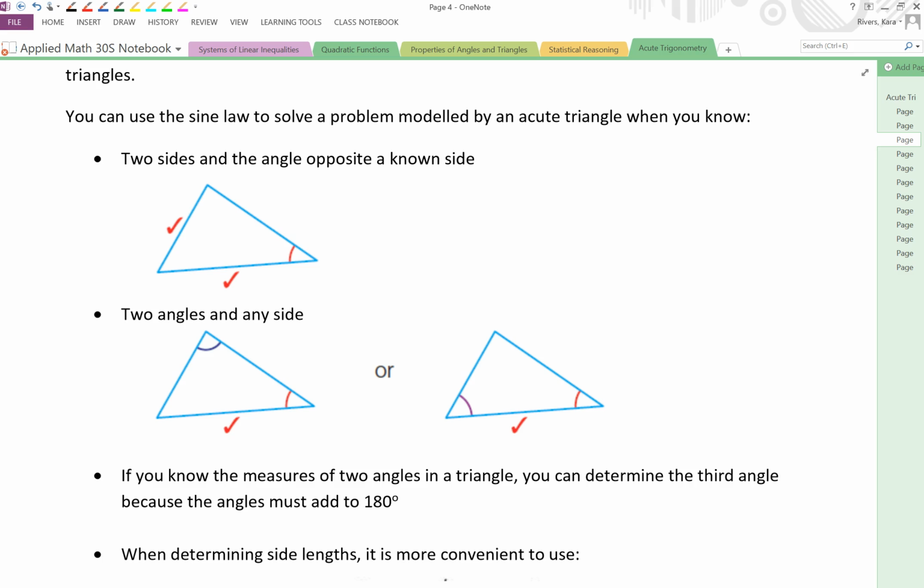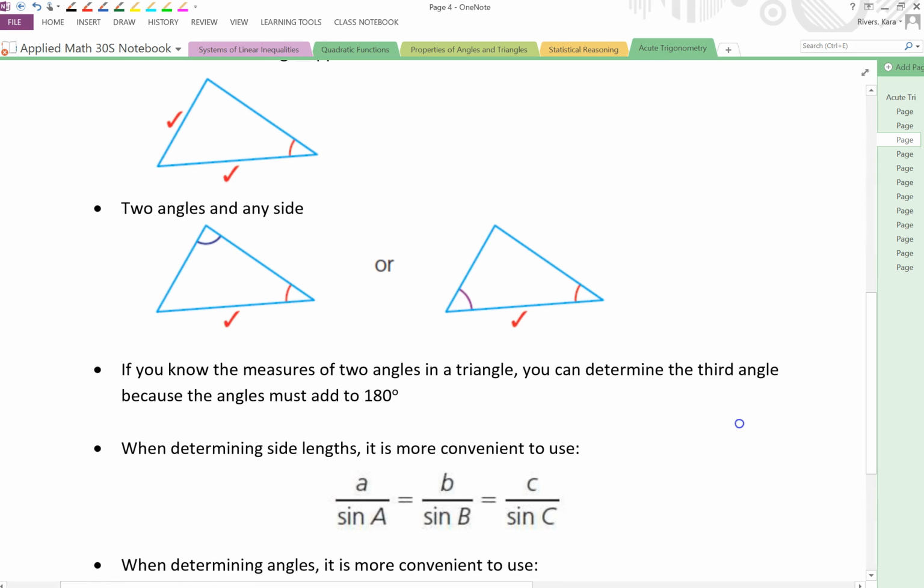When determining the side lengths, it is more convenient to use this form. You put a box around that. That's something you're going to want to put on your study guide. So the side lengths are on top. We use lowercase letters for side lengths and capital letters for angle measures.